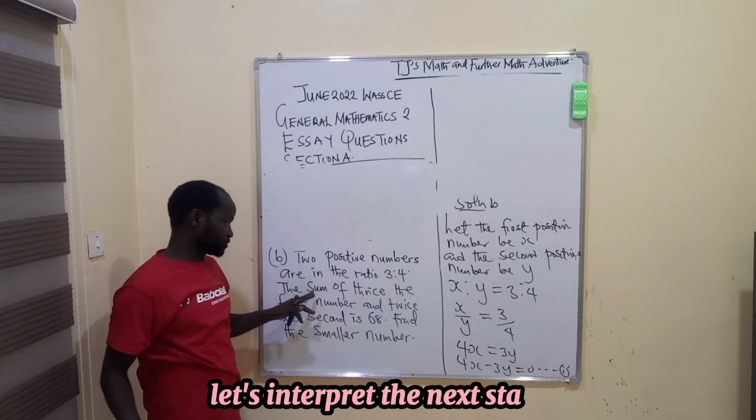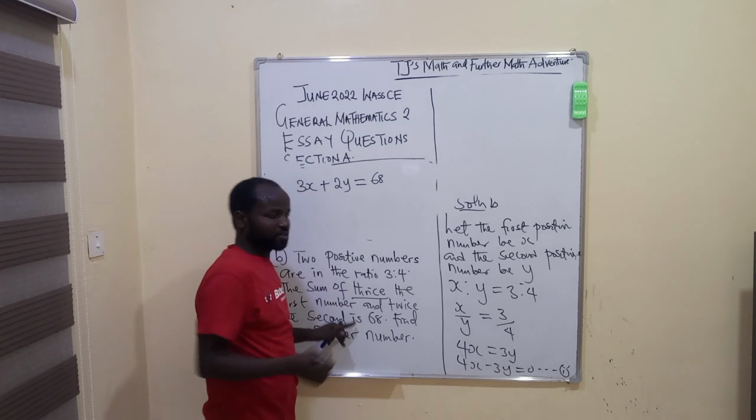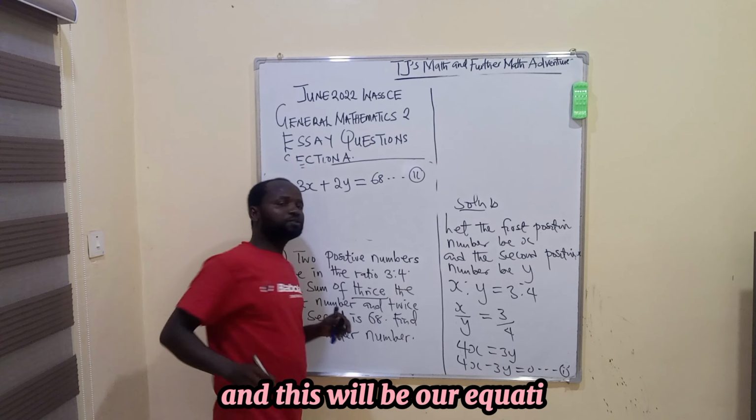Let's interpret the next statement. The sum of thrice the first number. Thrice means 3 times the first number. That will be 3 times x, which is 3x. The sum means we add, plus twice the second number. The second number is y. Twice the second number will be 2 times y. Is equal to 68. This word "is" means equals to 68. And this will be our equation 2.